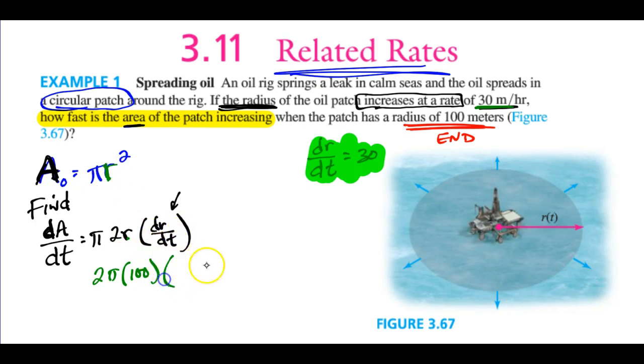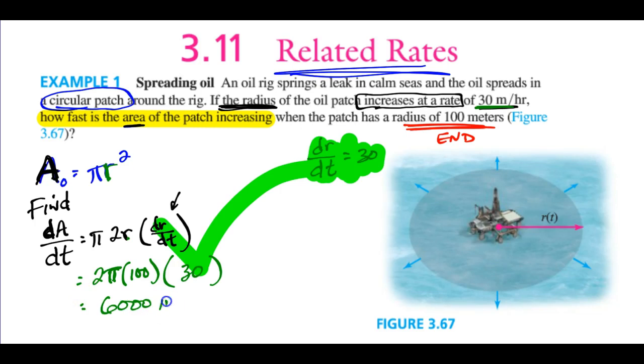And fortunately for us, they gave us that the rate of the radius was changing at 30 meters per hour. So I think with all this information, we can punch this in and get around 6,000 pi, which if they ask for a decimal equivalent, that's somewhere around 18,850 meters squared, because it's area per hour.